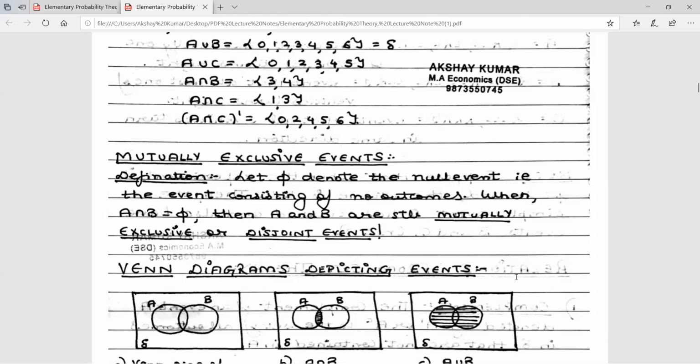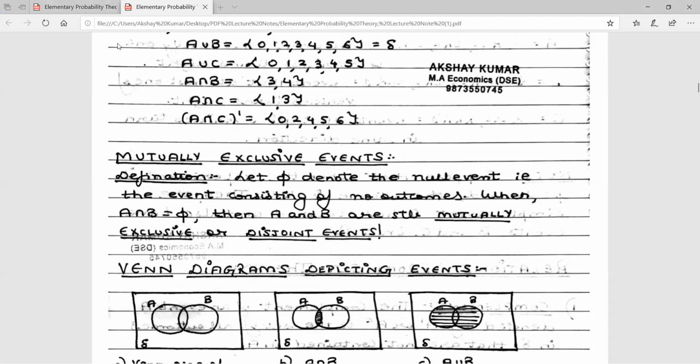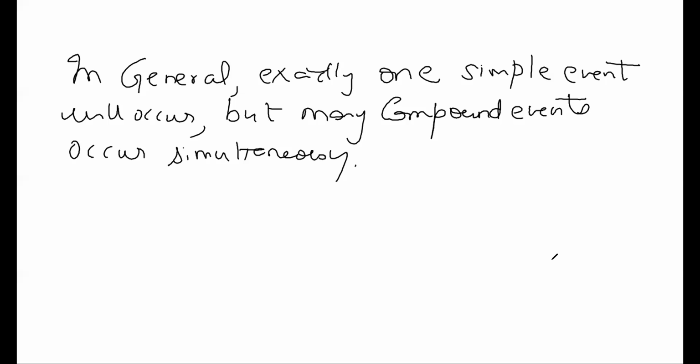When the intersection between A and B is exactly equal to phi, we say that A and B are mutually exclusive, and a synonym for mutually exclusive is disjoint events. A and B are disjoint. Disjoint means they have nothing in common. Okay, so coming to the whiteboard, we can draw Venn diagrams for all of these. We have done this in maths also before. Just a quick revision.